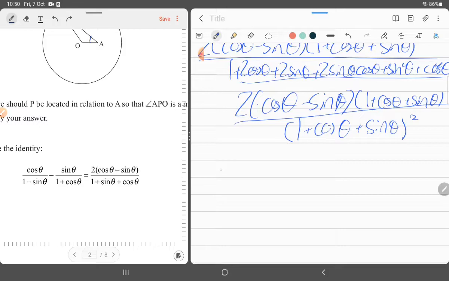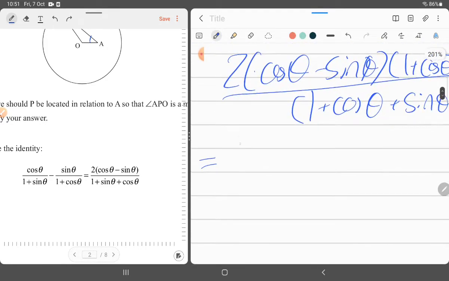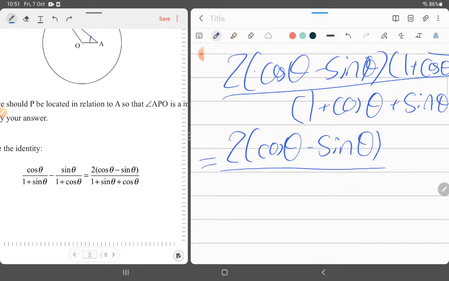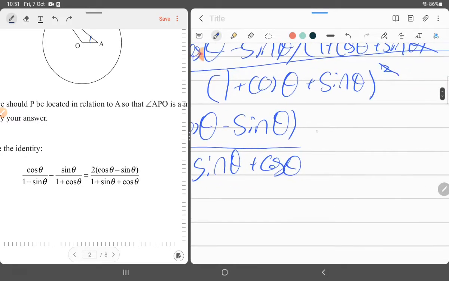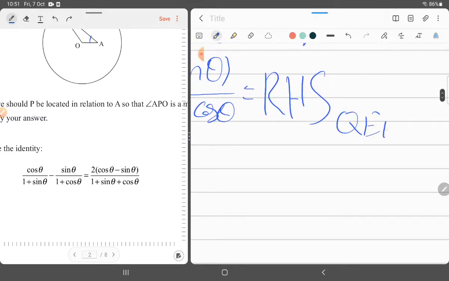Then it cancels out, which gives 2 cosine theta sine theta all over 1 plus sine theta plus cosine theta, which is equal to the right hand side, QED.